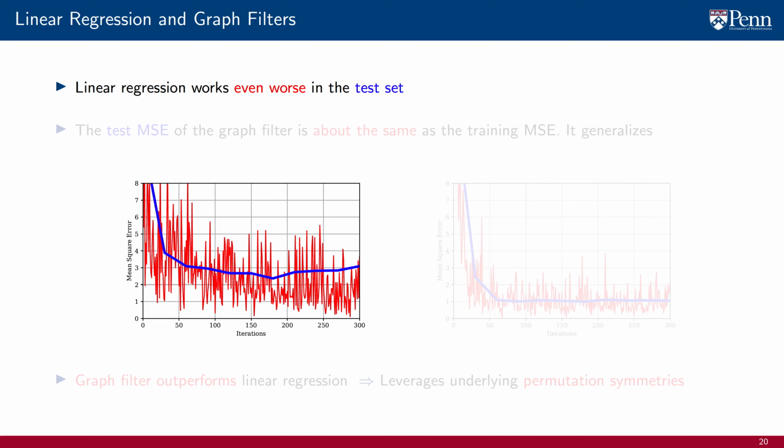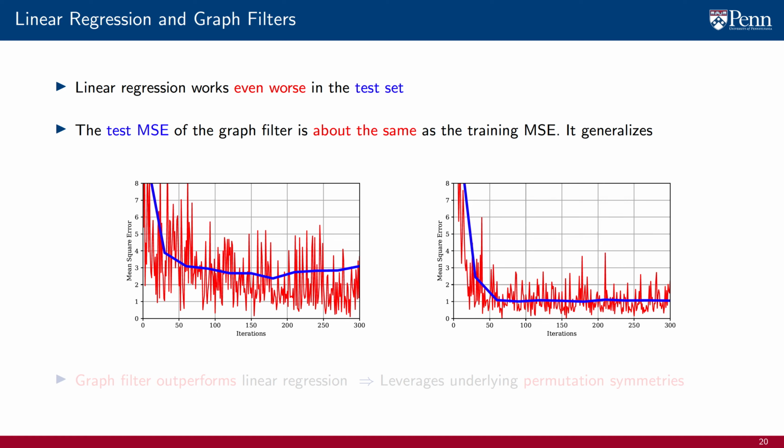If we consider the test set, we see that the performance of linear regression is even worse, whereas the test MSE for the graph filter is about the same as the training MSE. The graph filter generalizes well from the training set to the test set. The most important observation to make here is that the graph filter outperforms linear regression. Both architectures are linear, but the graph filter leverages the underlying permutation symmetry of the rating prediction problem.